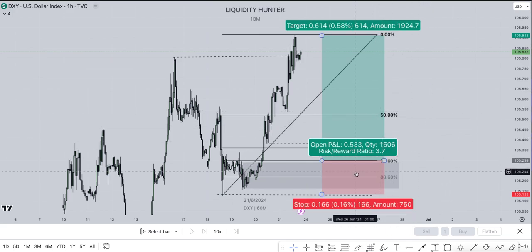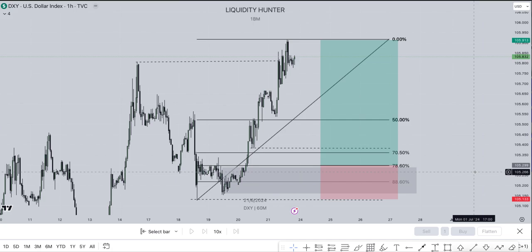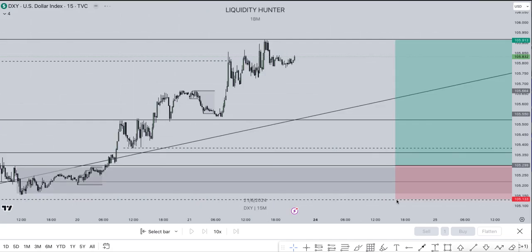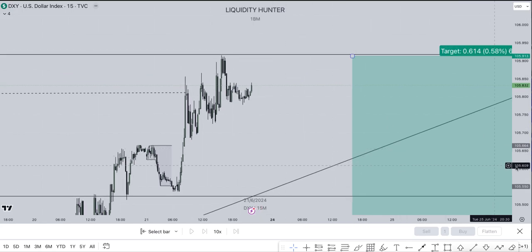So this is the higher time frame. So this is what you should be looking for to get that precise entry. If you scale to a smaller time frame, like a 15-minute, you can now wait to get a sell confirmation.